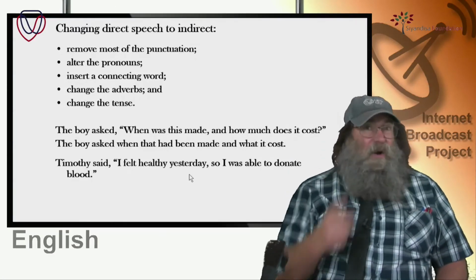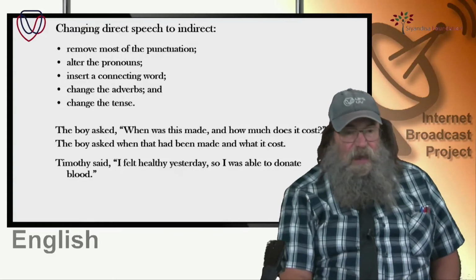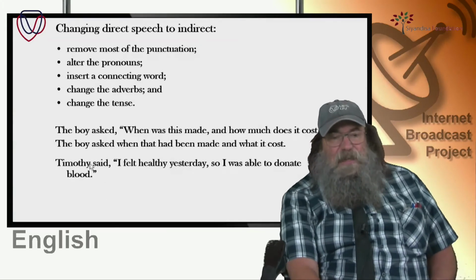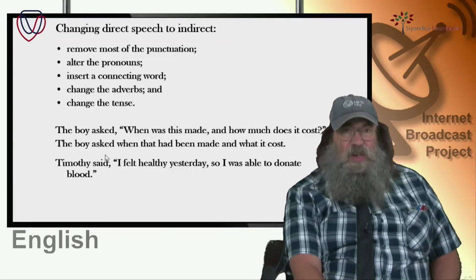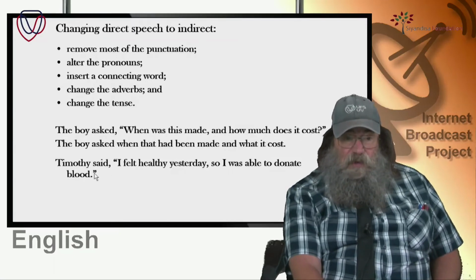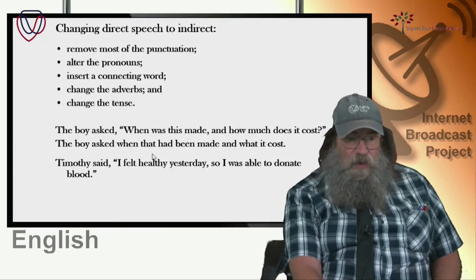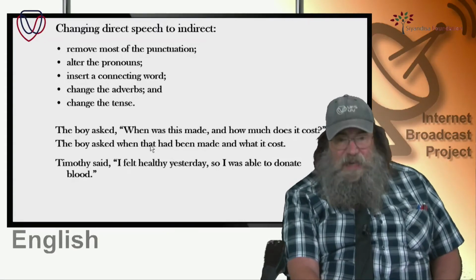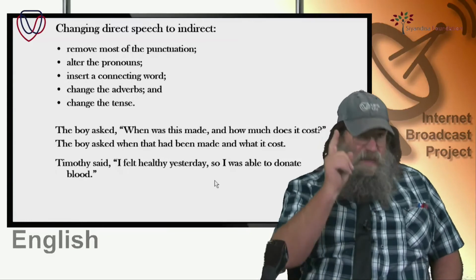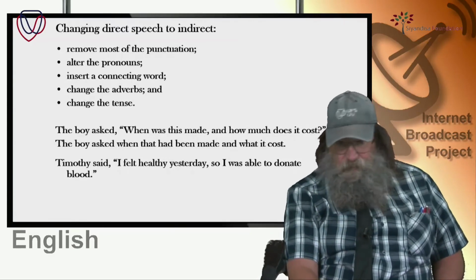Timothy said, wow, where did we see this sentence before? I felt healthy yesterday, so I was able to donate blood. Right. Is it in the past tense? Yes. So, we're going to need to change the tenses. Now let's go through the rest, ignoring the punctuation. Are there pronouns? Yes. There's a pronoun I there, and there's a pronoun I there. And please note that it's written in the uppercase, capital letter.